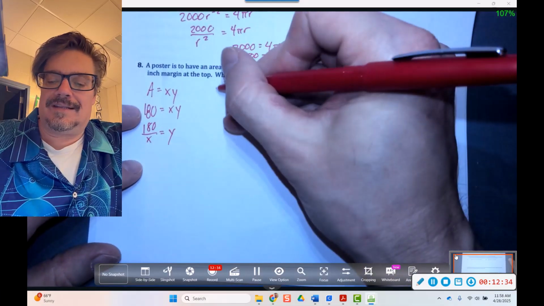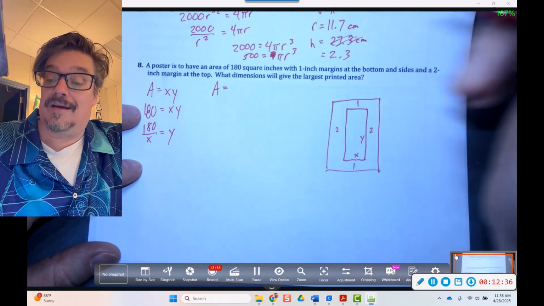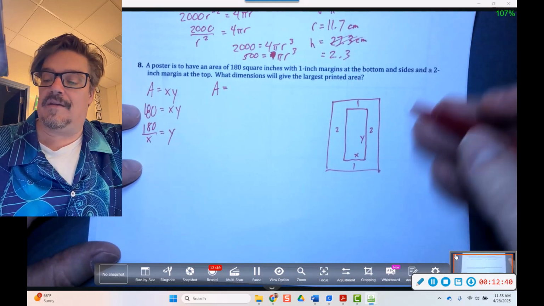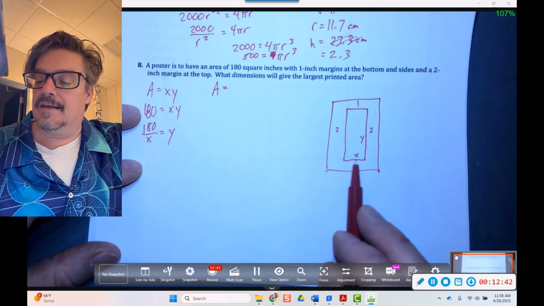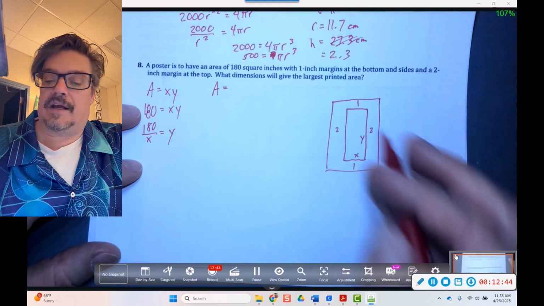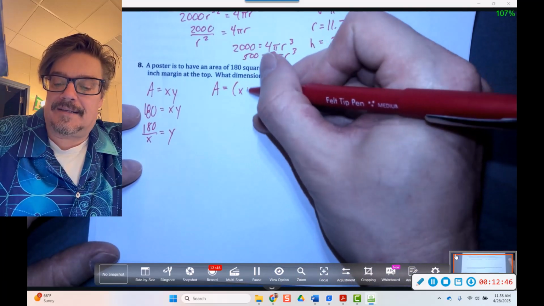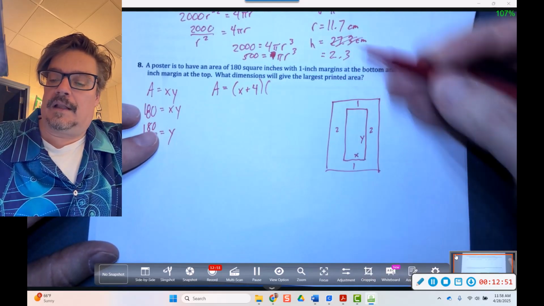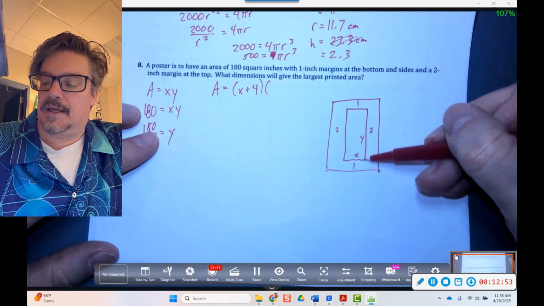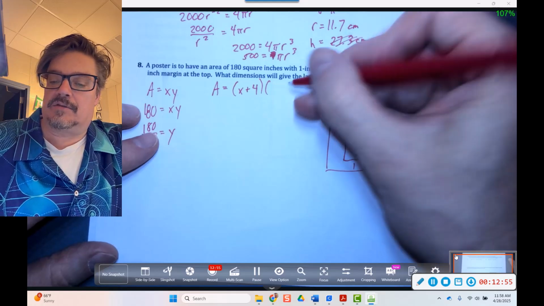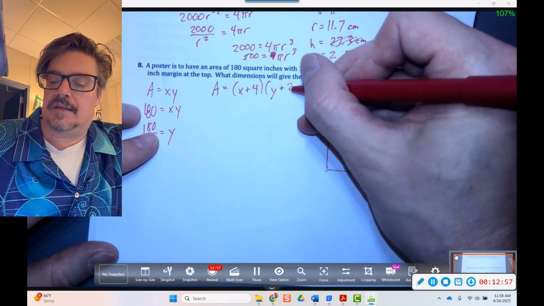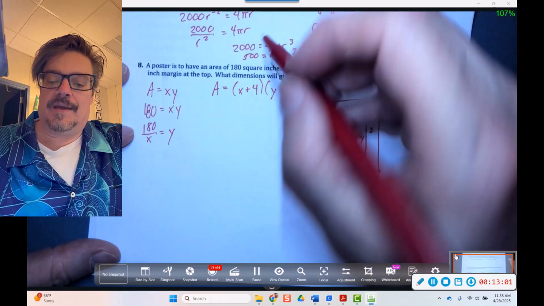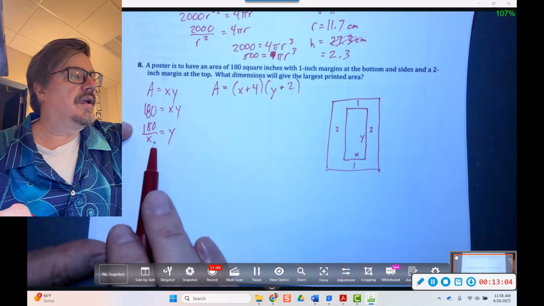And what we need to do is get the area of the entire thing, and that would be length times width. And if you notice here, the length is X, but then you've got an extra 2 and an extra 2. So it's not minus like it was before, it's actually X plus 4. And then the length is actually Y, this piece, plus that extra 1 and that extra 1. Okay, so that's 2. So now what we've got to do is substitute this right here for the Y.